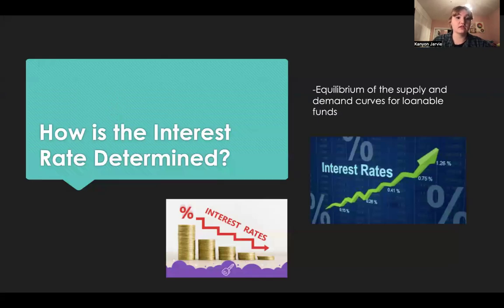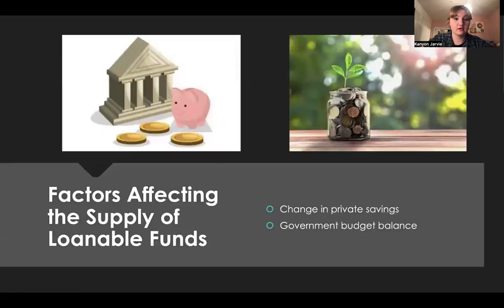Now, the interest rate is determined by the equilibrium of the supply and demand of loanable funds on a demand curve. There are many factors affecting supply and demand. For supply of loanable funds, it is affected by changes in private savings and also government budget balance. This is such as government surplus. And when there's a government surplus, it would add to the public saving.